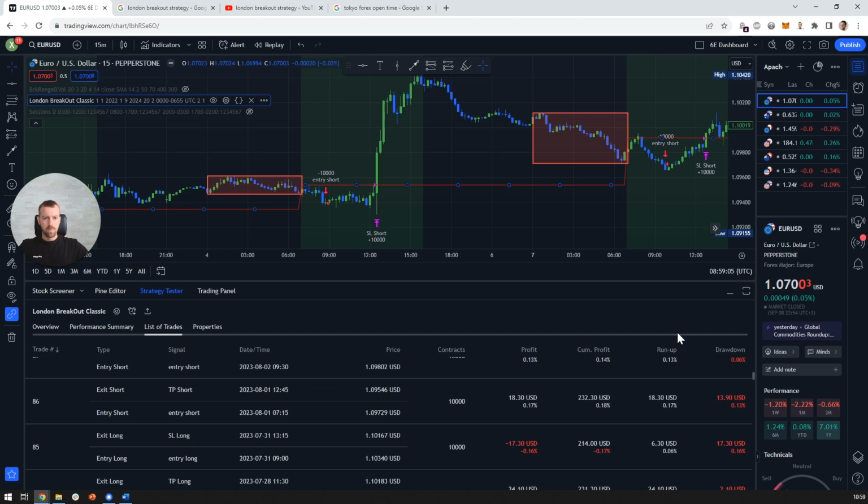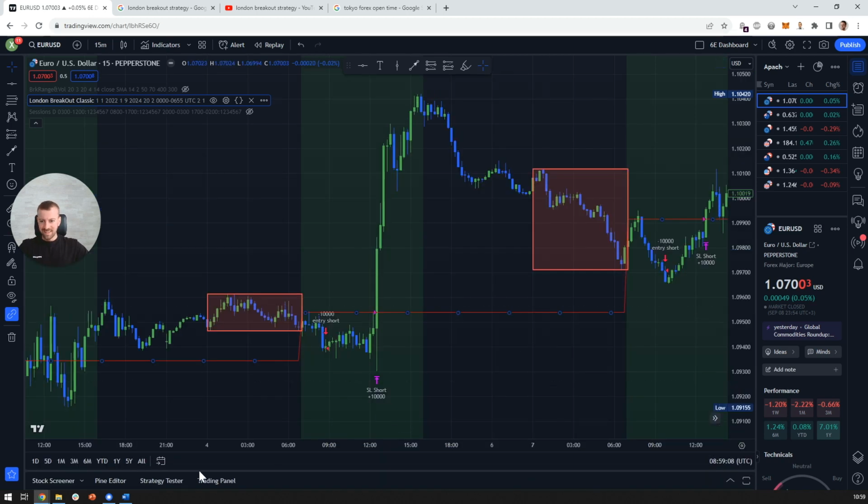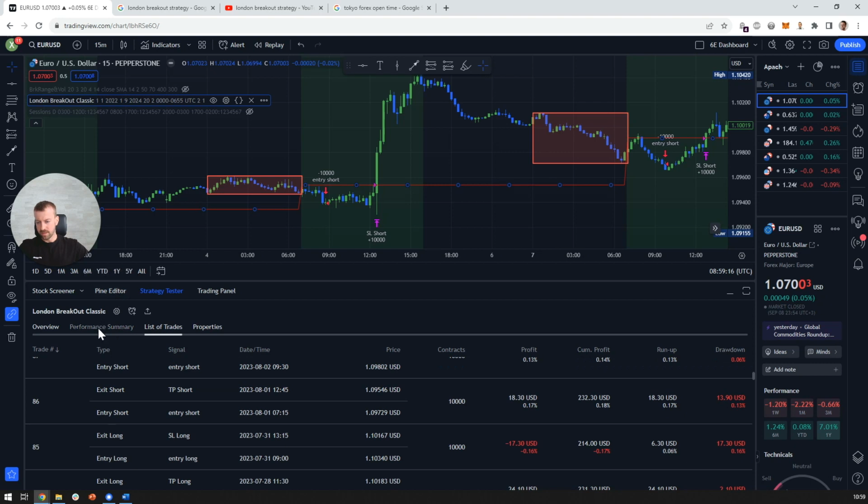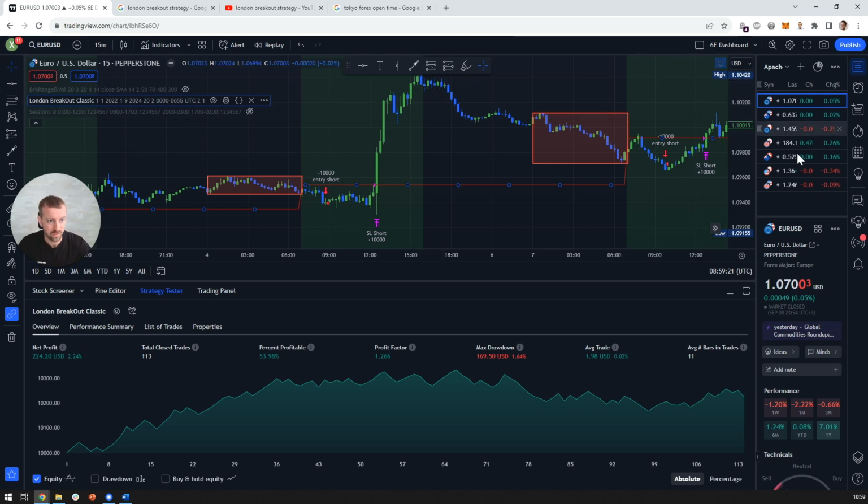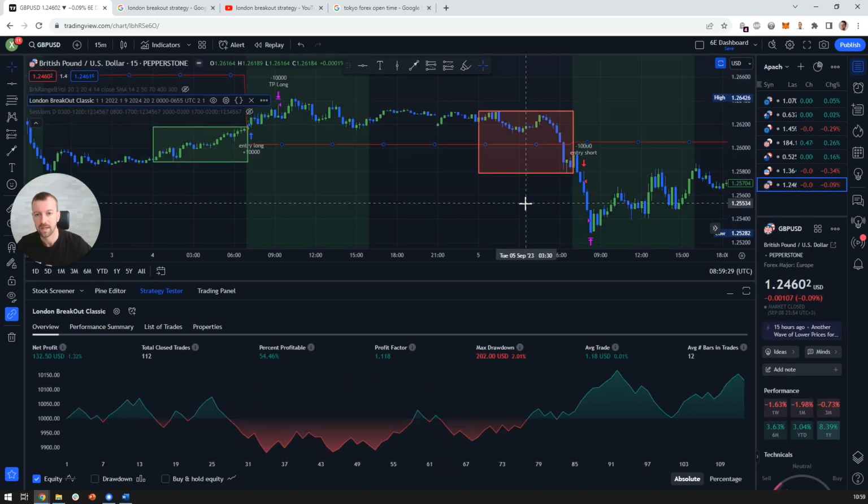But let's see how this strategy changes when we choose another time frame or another market, because this one is also pretty easy. For example, let's select the British pound US dollar, and the rules are exactly the same. We select the Tokyo range, we select our entry point, stop loss, risk reward ratio of 1, and you see you get a totally different cash curve.